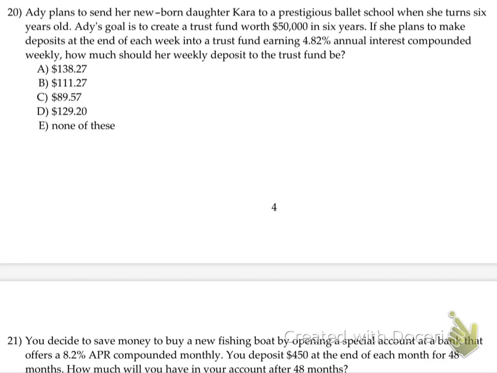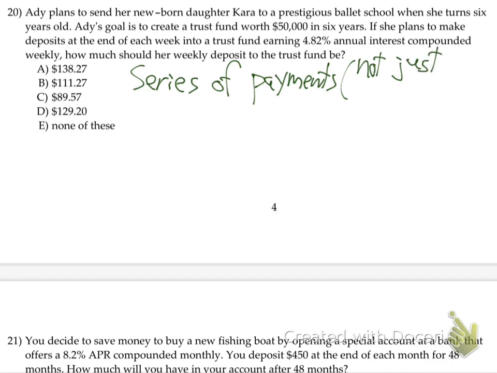Okay, so is this a series of payments? Yes, she's putting in money every week. Now, is it future value or present value? So let's go through the thinking, because this is a lot of the battle. They're going to be all mixed up on Tuesday's test. It's a series of payments, isn't it? It's not just a one-time investment.